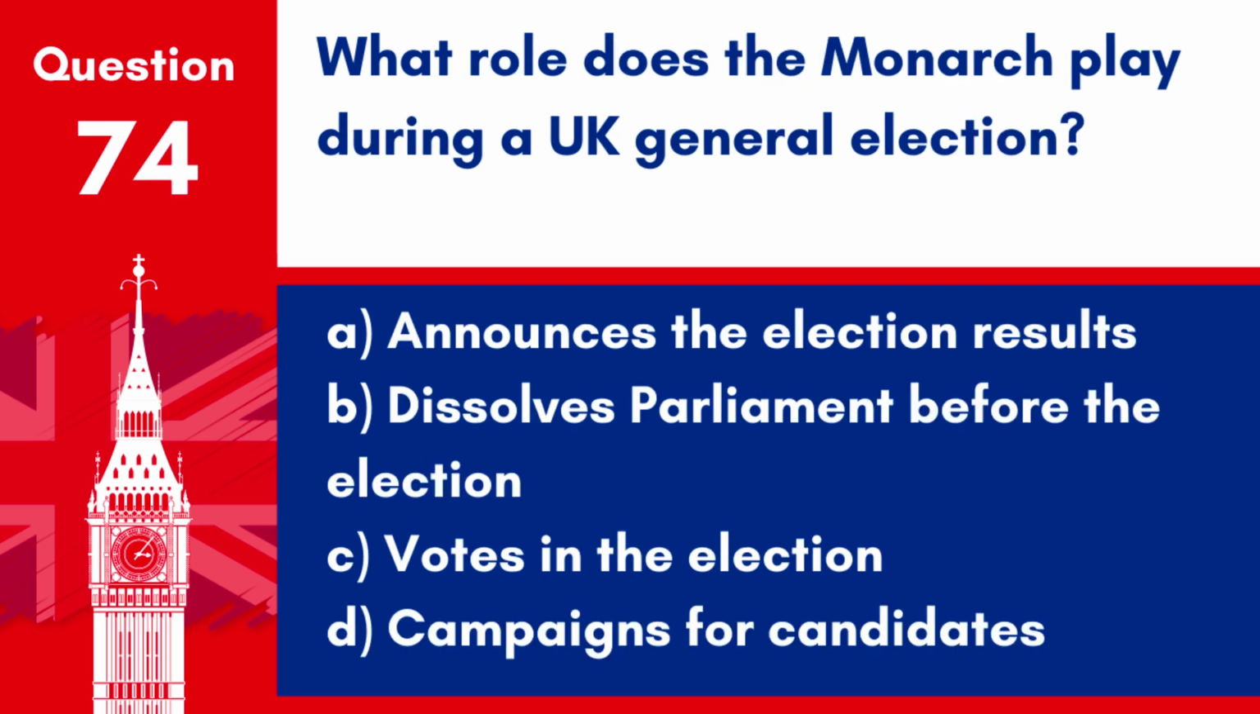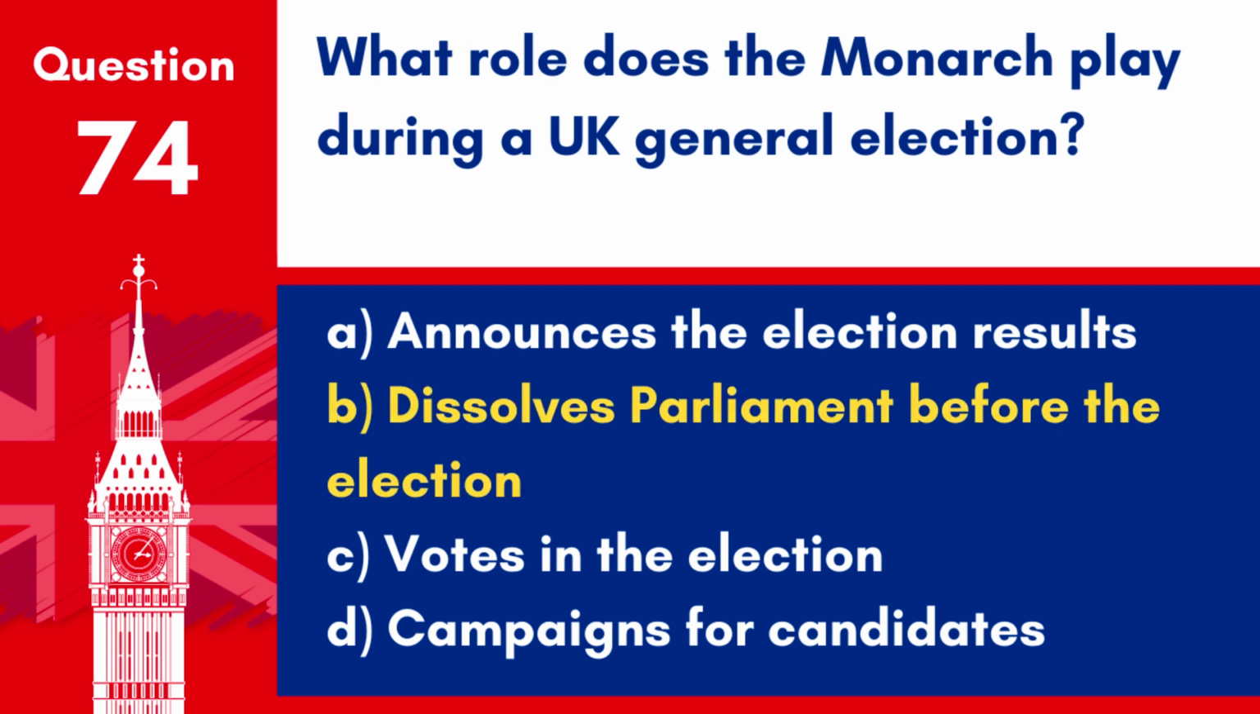Question 74. What role does the monarch play during a UK general election? A. Announces the election results. B. Dissolves Parliament before the election. C. Votes in the election. D. Campaigns for candidates.